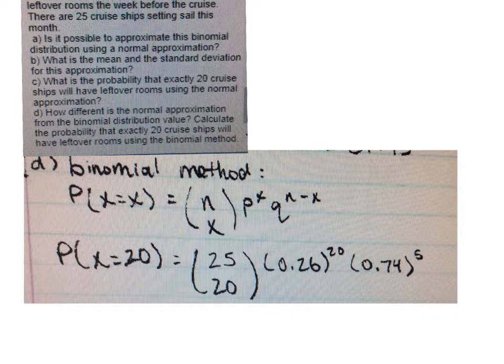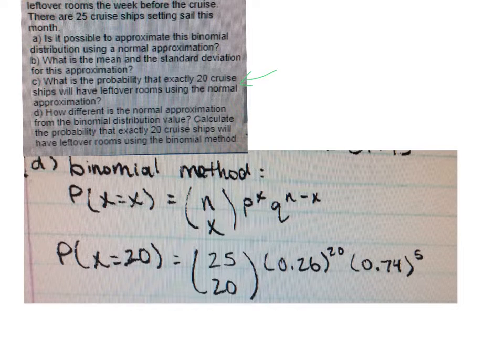Yay. So I've got question 6D here, and I cut it off a little bit because I couldn't get the whole screen capture to show up when I took the picture. So the first part that I cut off is that the cruise ship has a 74% chance of having leftover rooms the week before the cruise. There are 25 cruise ships setting sail this month. So you had asked about 6D, and 6D refers back to 6C, where they were asking about exactly 20 cruise ships having leftover rooms.